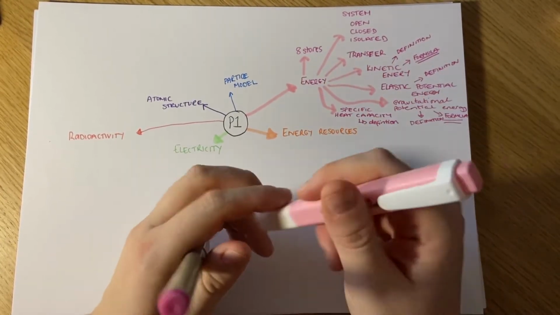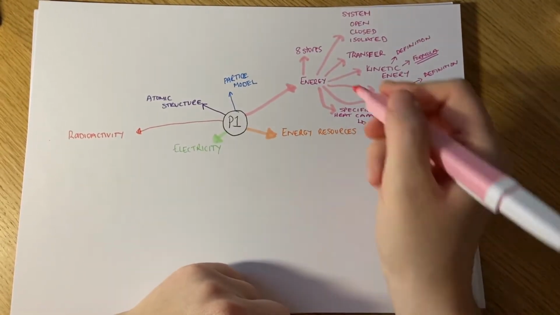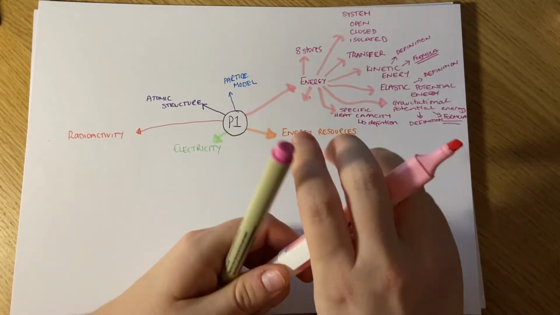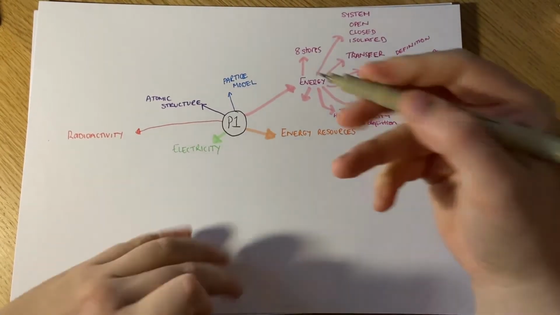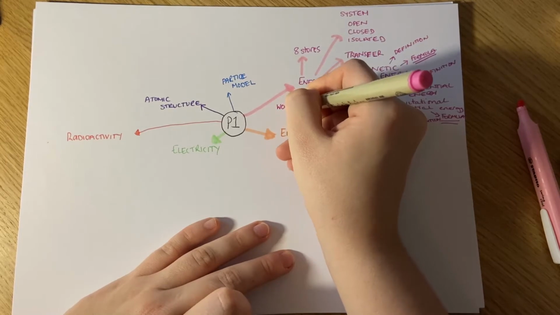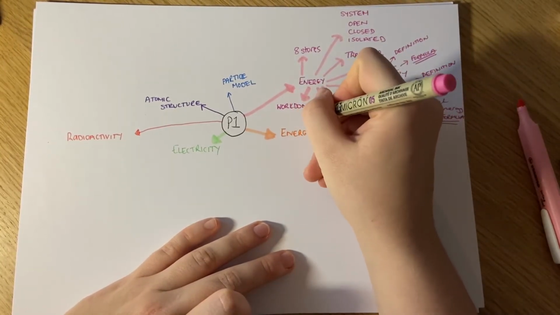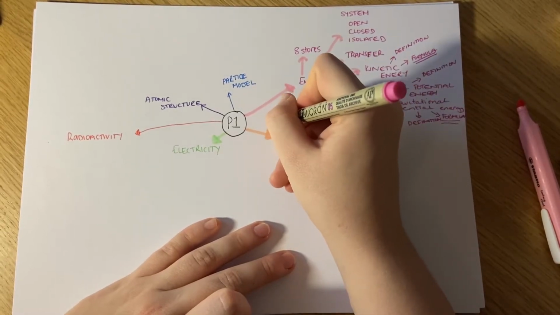Now, last couple of things we need to do for energy. We need to know about something called work done. And work done is when you exert a force over a certain distance. And it also has the same units of energy. So you need here a formula and a definition.